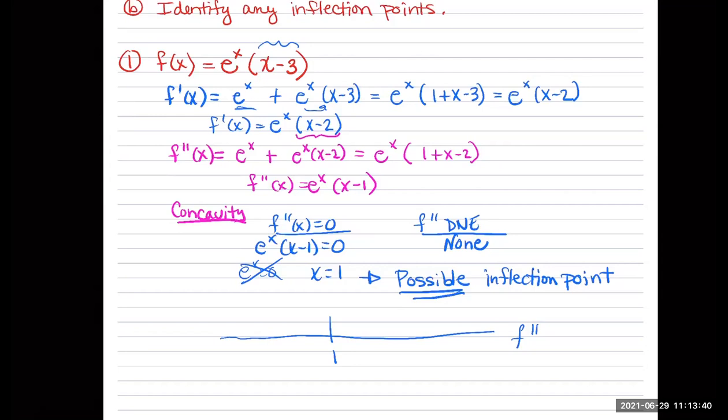All right, but we're going to do something that looks very similar to what we did before. We made a sign chart. We want to know where the second derivative is positive or negative. So I pick a point to the left of 1. I'm just going to pick 0. And I want to know about concavity, so I need to plug that into the second derivative.